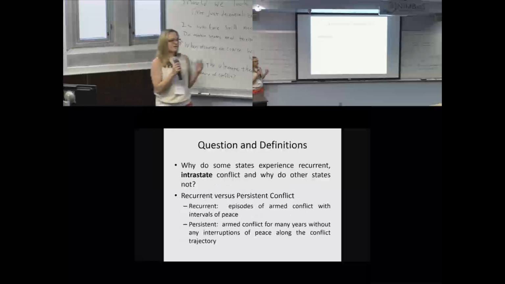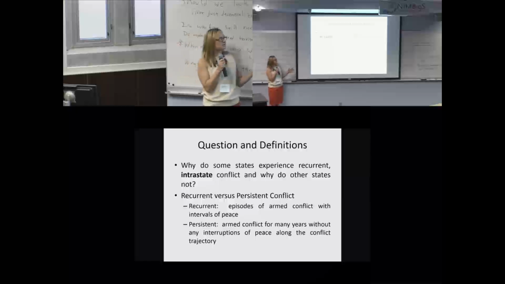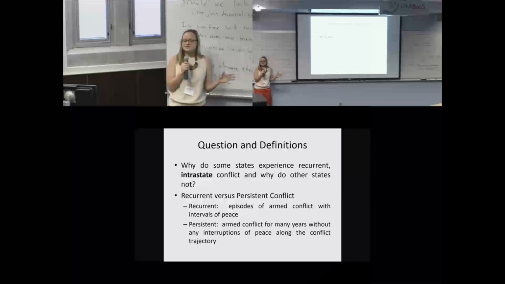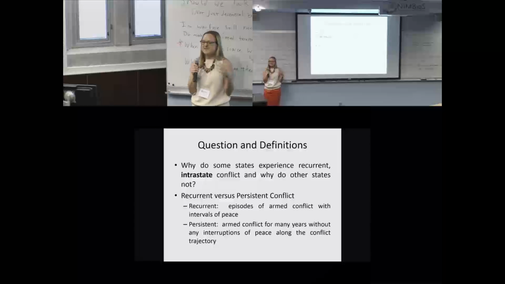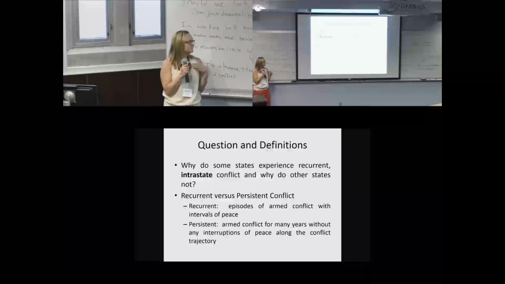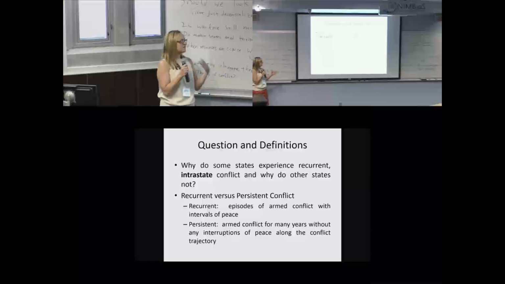Firstly, my research question is, why do some states experience recurrent conflict and why do other states not experience recurrent conflict? Within the literature, recurrent conflict means that you have episodes of armed conflict with periods of peace. A lot of databases define periods of peace as anything from 5 years to a year, an interval with no armed conflict. This is what's known in the theoretical literature as negative peace.